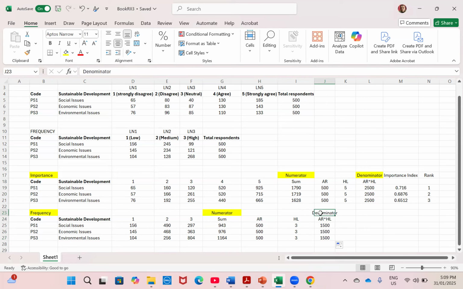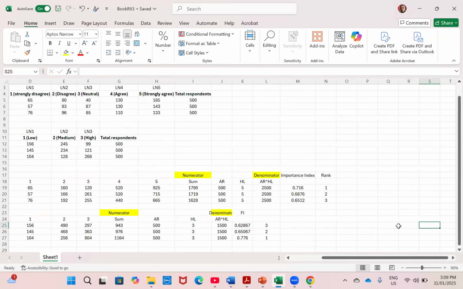Now it's very easy for us to get our frequency index. So Fi, frequency index, is going to be the numerator. If you take the social issue numerator divided by the denominator, that will give us this. We drag down, and it's giving us this figure. So here we are seeing that this is going to be the first one, followed by second, and this is third. So you can see there's some differences here.